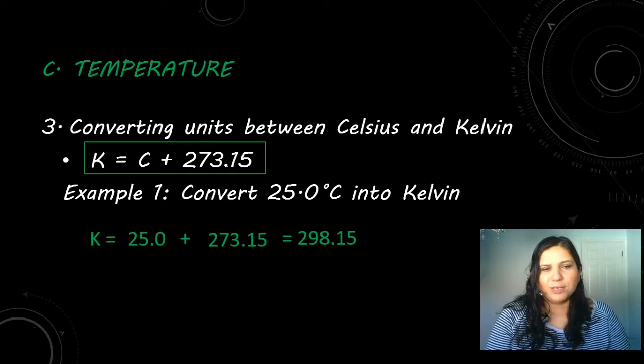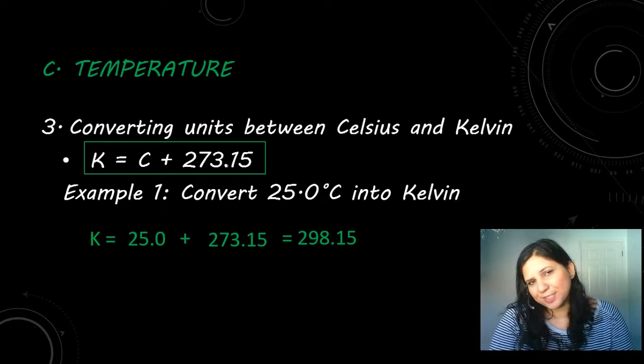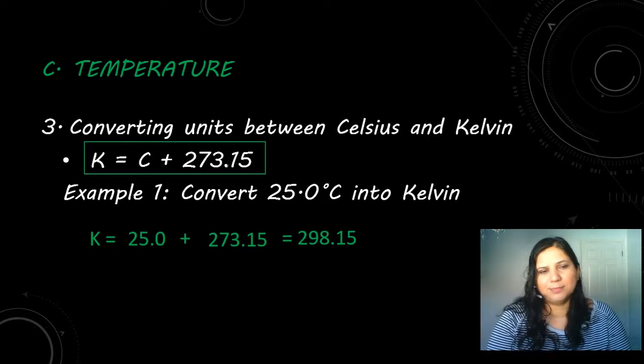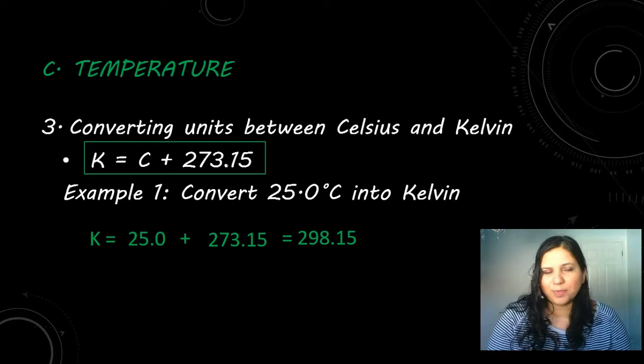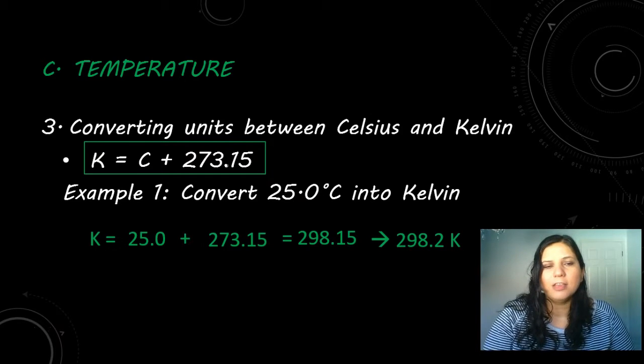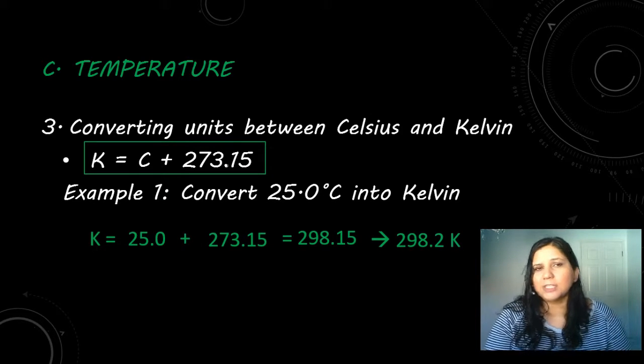Okay, well, what about significant figures? When you're rounding to the correct number of significant figures, this is addition. So you're rounding to places. So in 25.0, I have one place past the decimal. In 273.15, I have two places past the decimal. So since I only need one place past the decimal, that's the least, I'm going to round this to 298.2 Kelvin.